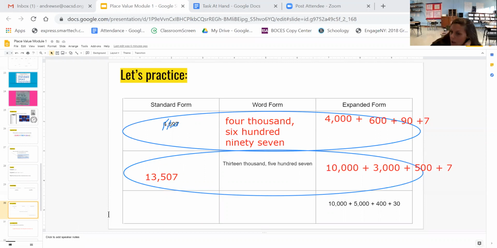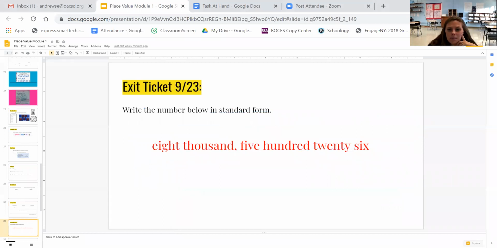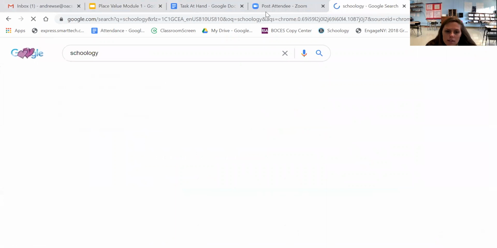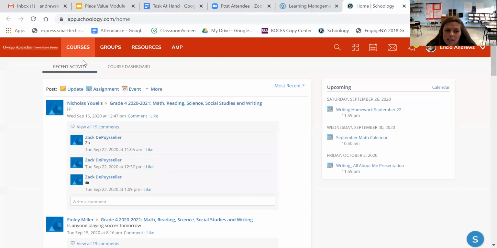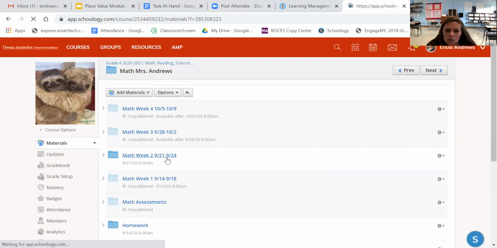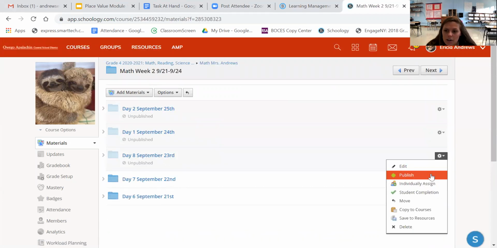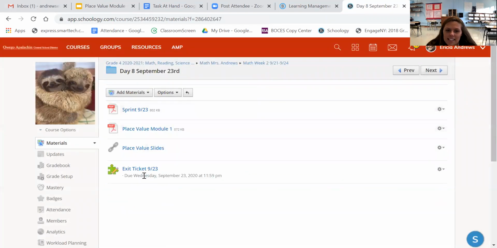All right, friends, awesome job. What we're going to do now is I'm going to have you head to Schoology and complete your exit ticket. Your exit ticket is simply writing this number in standard form. So you'll go to your Schoology. My Schoology looks a little different than yours. You're going to go to today's math lesson, which is in the math folder. So Math Mrs. Andrews. You'll go to week 2. Today is the 23rd. And it says exit ticket 923. So you can go ahead on there.